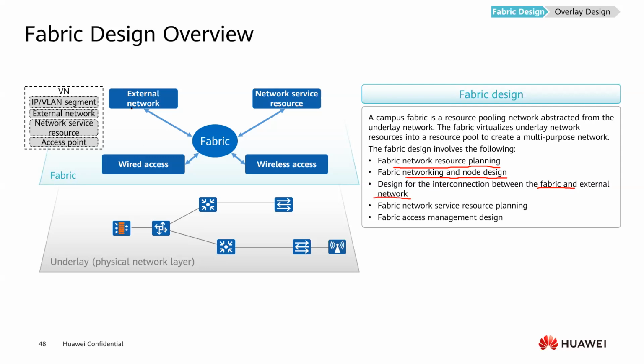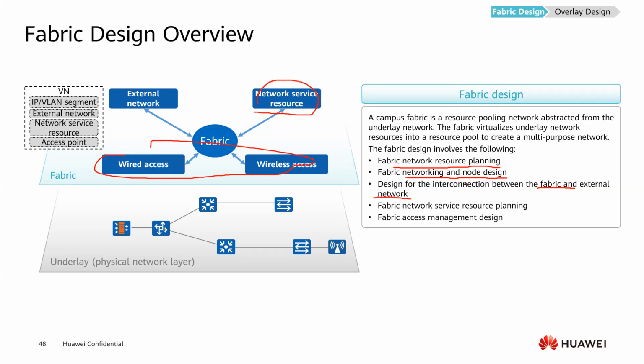And the external network you need to create on the fabric page, and this external network will be accessed by the different VNs. Also, the network service resources need to be accessed by the VNs. You need to create them on the fabric. And you also need to consider the access management of wired or wireless users: at which point they connect to our network, and which authentication method they will use to authenticate.